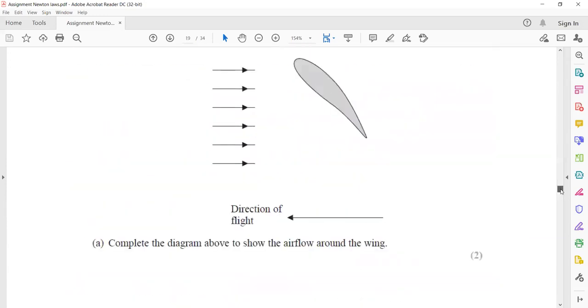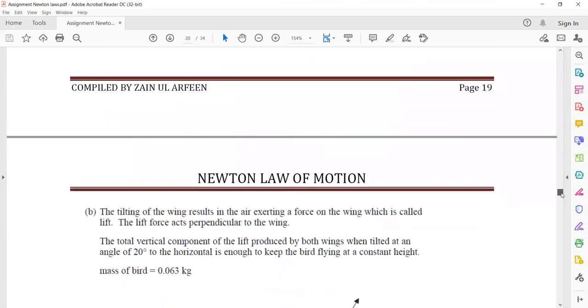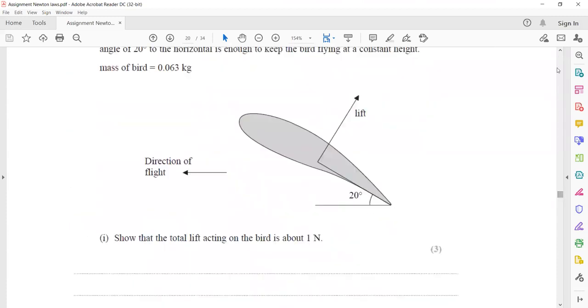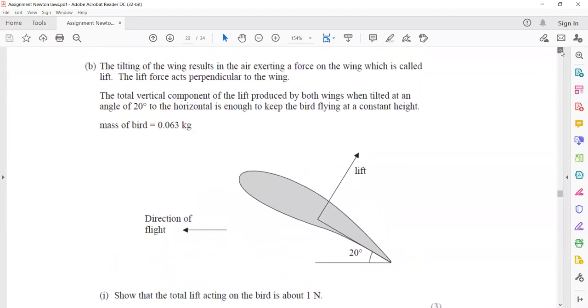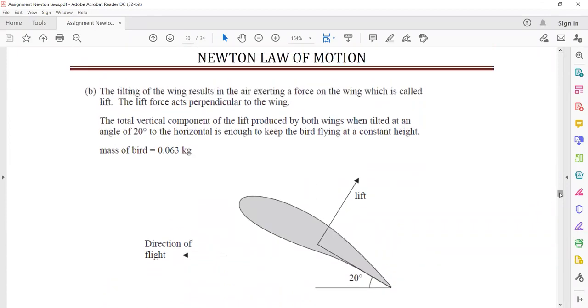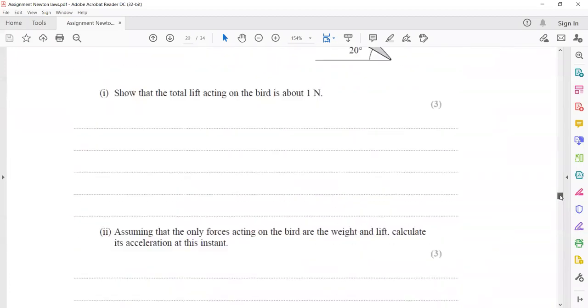The first part is actually related to the fluid, so that we'll discuss later after completing the material and fluids. Okay.